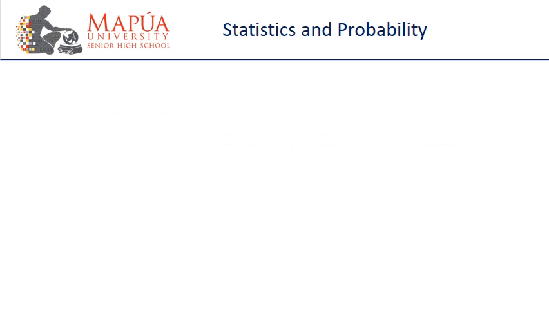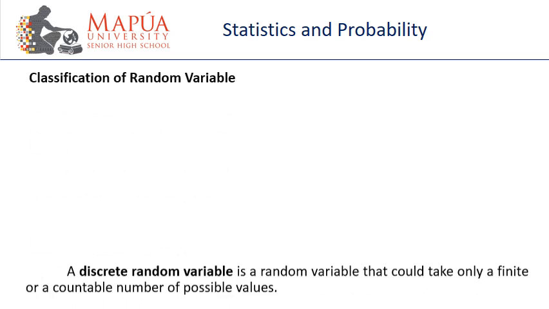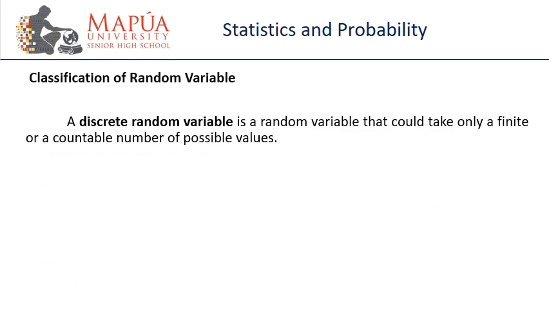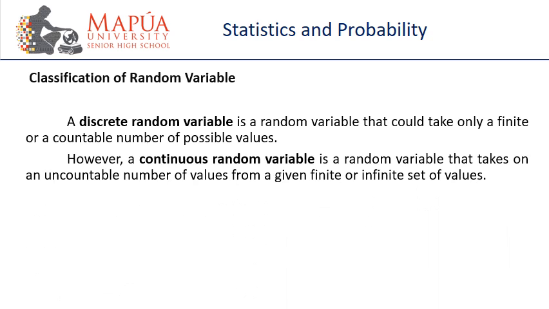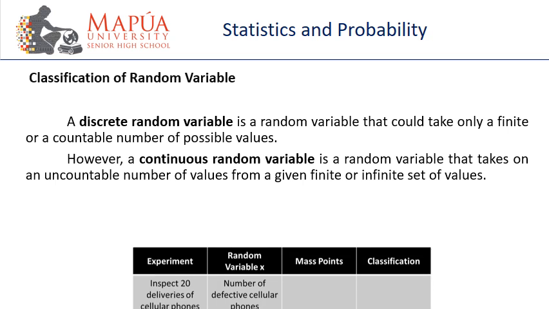Now we are going to classify the two types of random variable. First is the discrete random variable. A discrete random variable is a random variable that could take only a finite or a countable number of possible values, while a continuous random variable is a random variable that takes on an uncountable number of values from a given finite or infinite set of values.